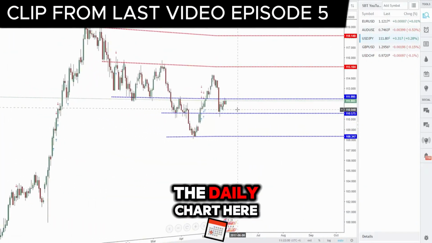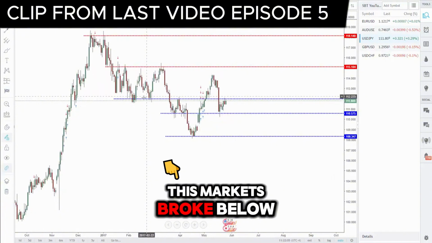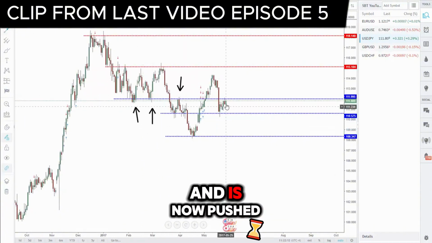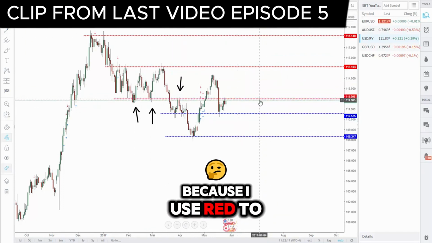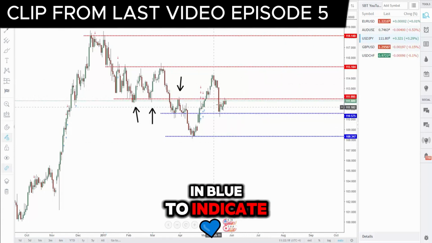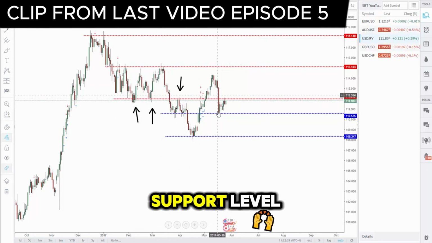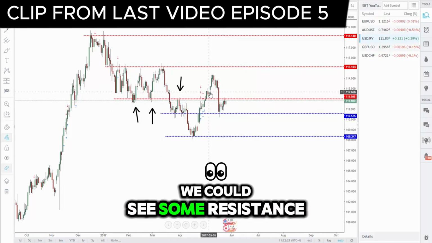Zoom back out to the daily chart here. Everything is essentially the same, except now this market's broke below this level of structure we see here, that's blue at the moment, and is now pushed back up into it. I'm just going to change the color of this line because I use red to indicate resistance and blue to indicate support with my lines. And since this market is broke below our support level, we can expect that if we push back up into that level, we could see some resistance.